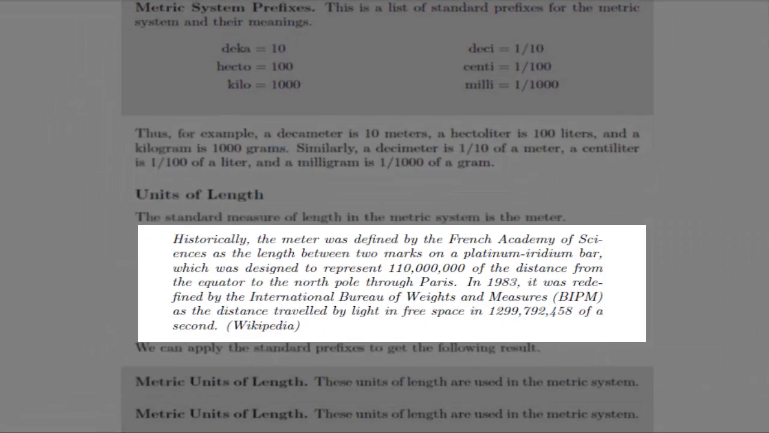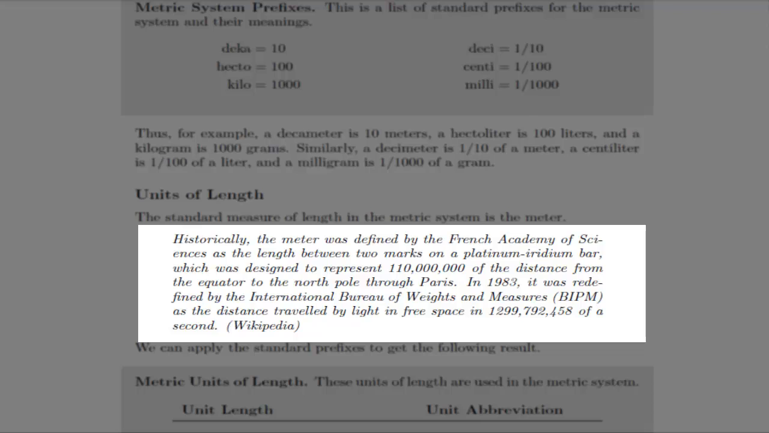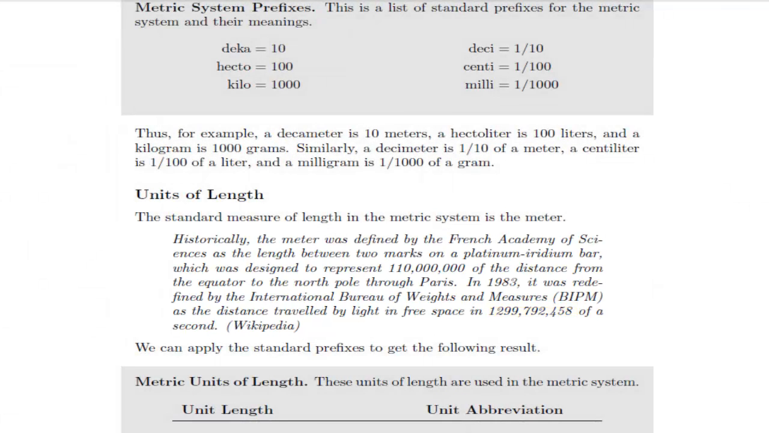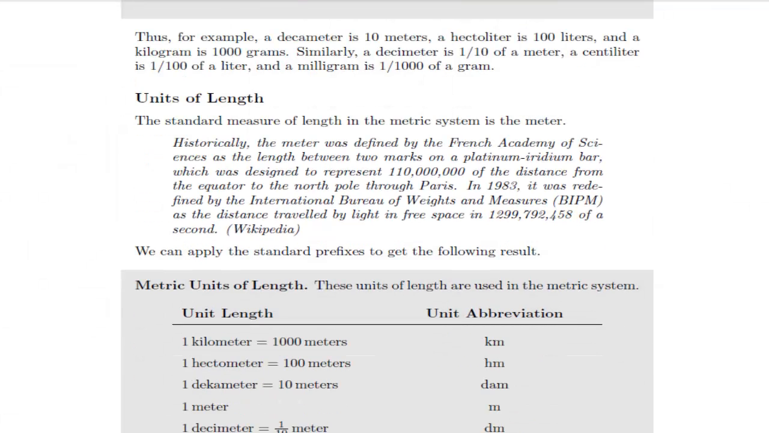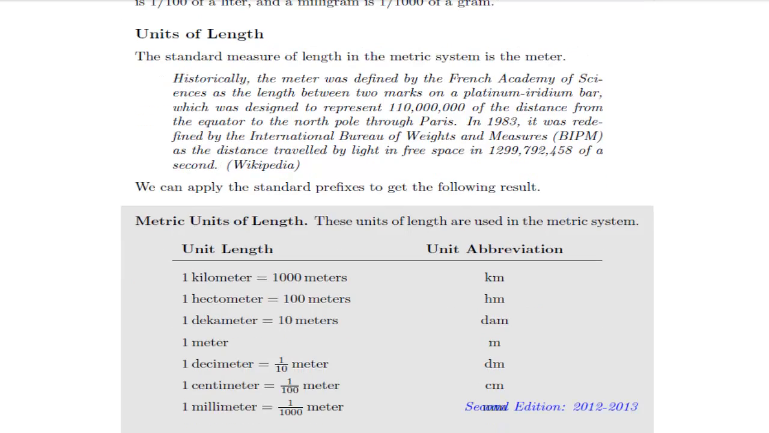Units of length. The standard measure of length in the metric system is the meter. Historically, the meter was defined by the French Academy of Sciences as the length between two marks on a platinum or iridium bar, which was designed to represent 1 over 10 million of the distance from the equator to the North Pole through Paris. In 1983, it was redefined by the International Bureau of Weights and Measures as the distance traveled by light in free space in a fraction of a second. We can apply the standard prefixes to get the following result.